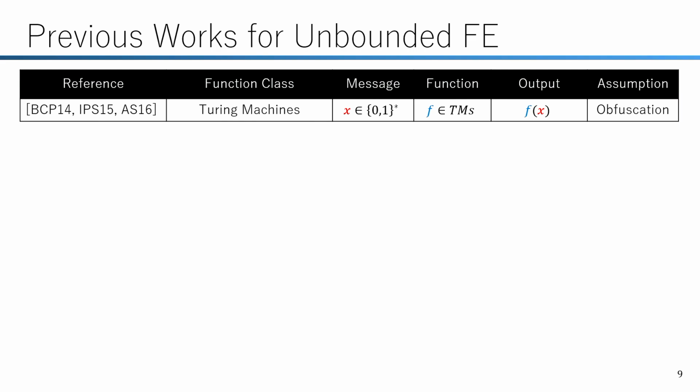Let us review the previous works on unbounded FE. The early works on unbounded FE focus on the function class of Turing machines. The functional key is associated with a Turing machine, and decryption reveals the computation result of the Turing machine on the input message x. The disadvantage of these works is that they rely on obfuscation.